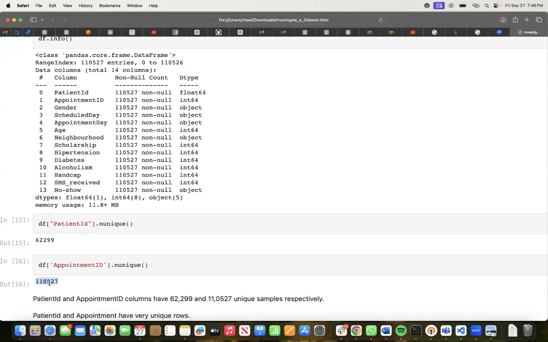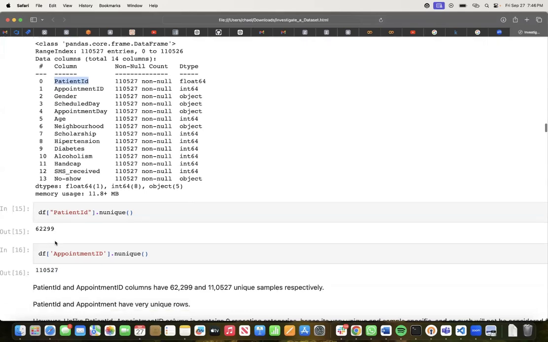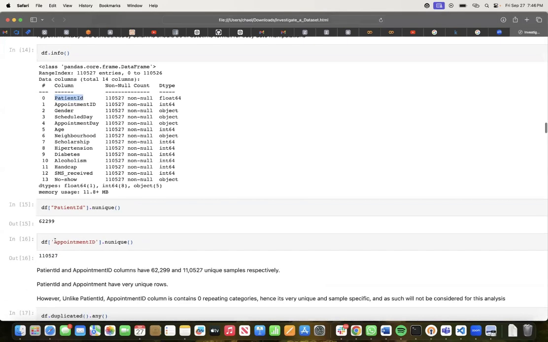Appointment ID is very unique. So you can book appointments more than one, but then the appointment ID is very unique. So you can book 2 appointments for 1 patient. So we have duplicates in our data. Some patients are booking appointments more than one. And that is something you also have to take into consideration.